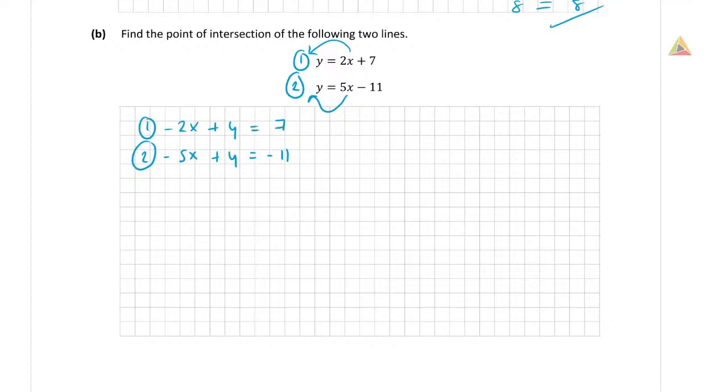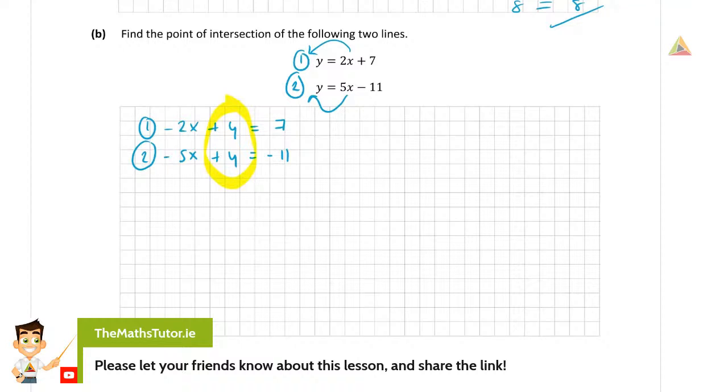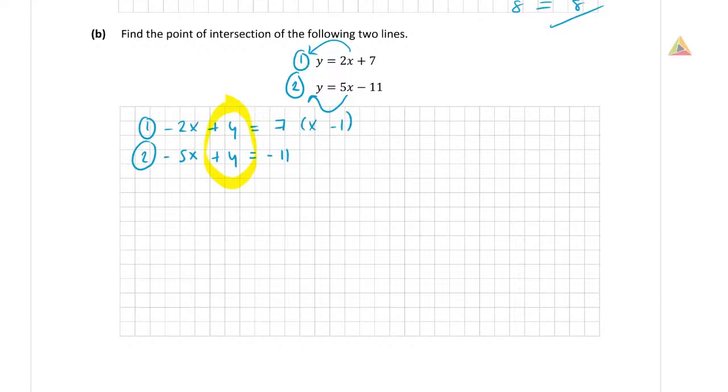Now, the idea with simultaneous equations is to get rid of one of the variables. And the way we do that is make one of them negative and the same number. So we have two y's here, so they would be the easier ones to get rid of. If I have a plus y here and a plus y, I want to make one of them minus. So if I multiply this line by minus 1, I can make everything minus. So minus 2x by minus 1 is 2x. y by minus 1 is minus y is equal to 7 by minus 1, which is minus 7. Then we're not doing anything to this, so minus 5x plus y is equal to minus 11.